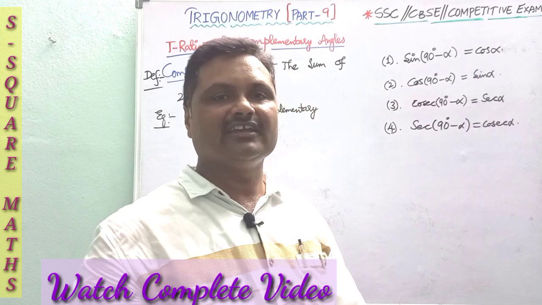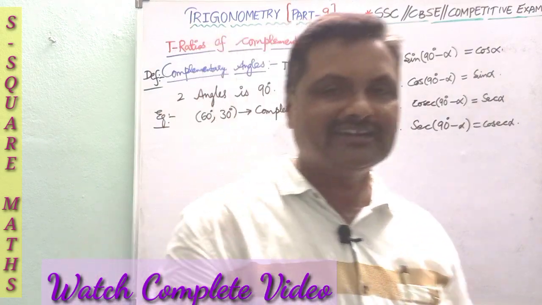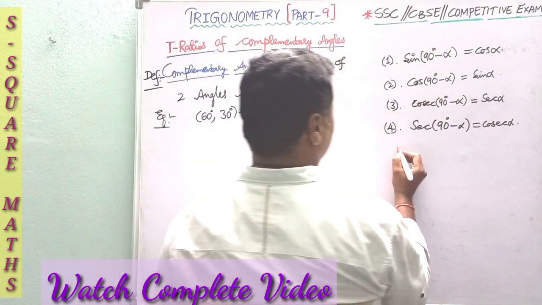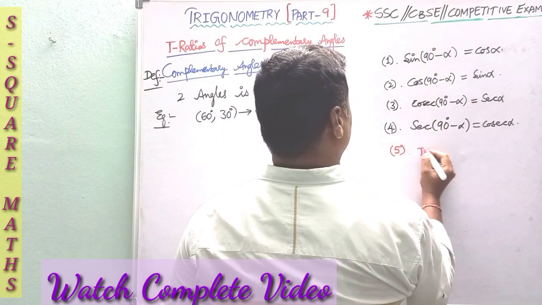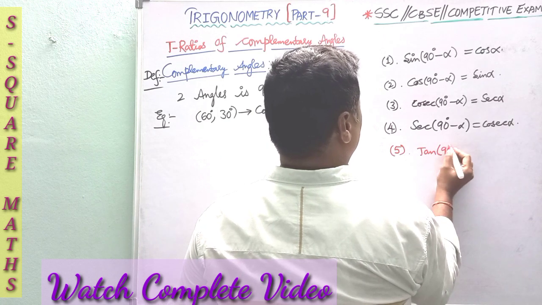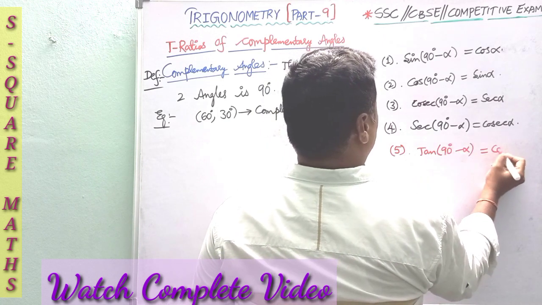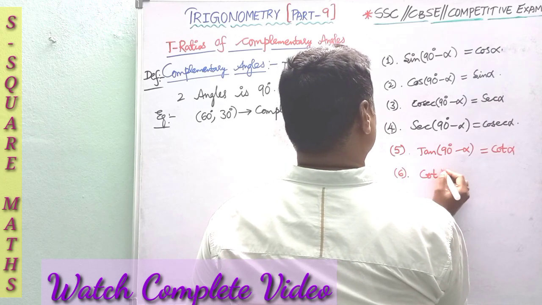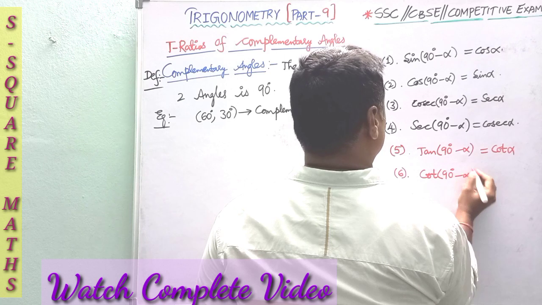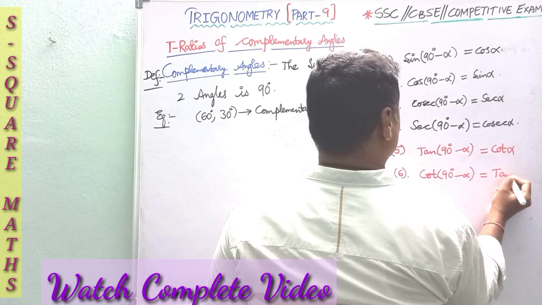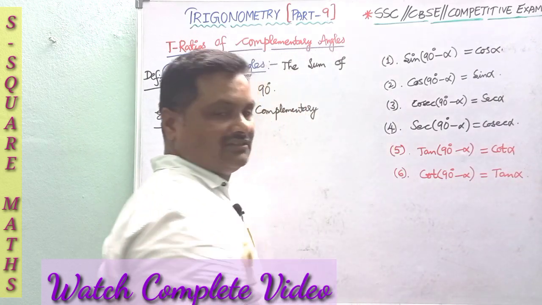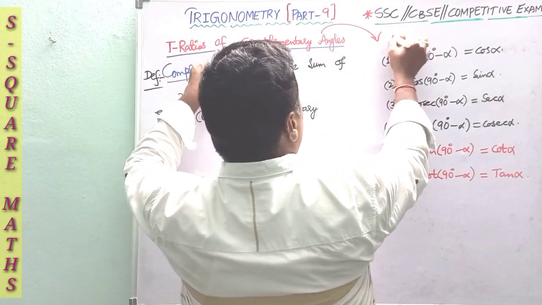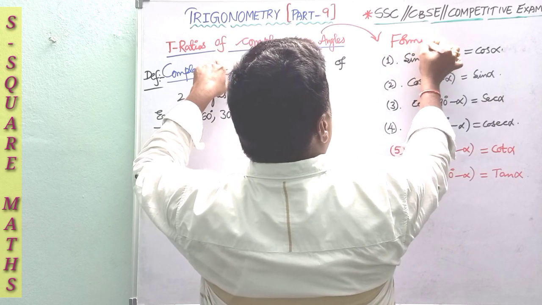So please be aware, these formulas are most important. Still you have more. Next, tan of 90 degrees minus alpha is cot alpha, and cot of 90 degrees minus alpha is nothing but tan alpha. So these are nothing but T ratios of complementary angles. You can treat them as formulae.